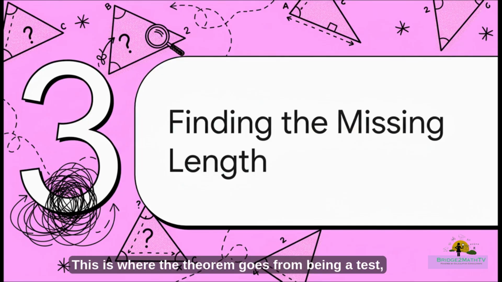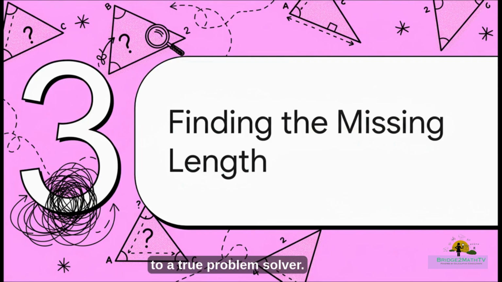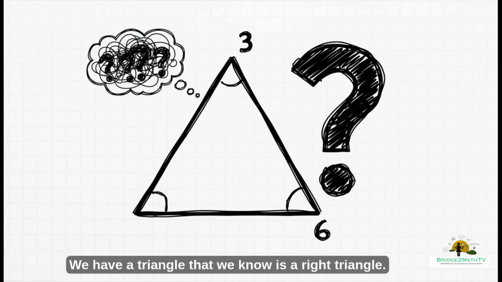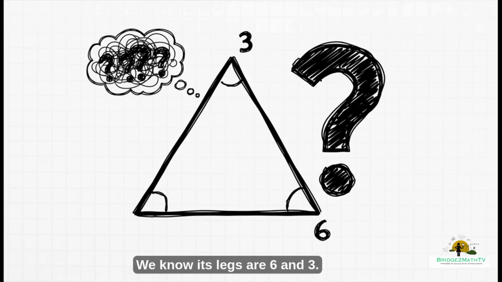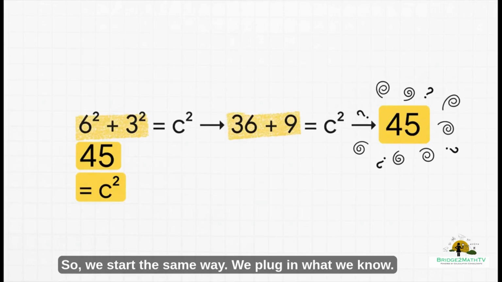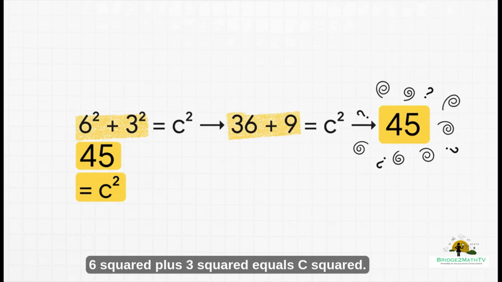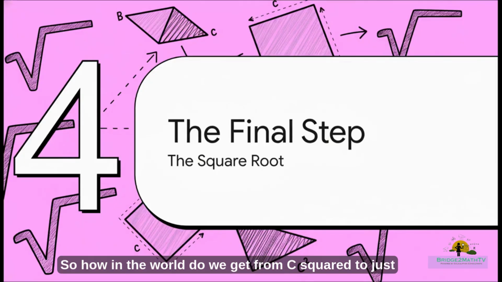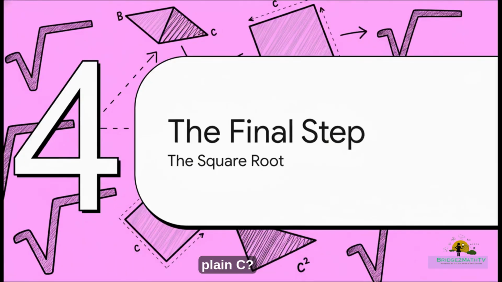This is where the theorem goes from being a test to a true problem solver. In the tutoring session, this is actually where the student, Dash, kind of hits a wall. We have a triangle that we know is a right triangle. We know its legs are 6 and 3, but we have no idea what the length of the hypotenuse, C, is. So we start the same way. We plug in what we know. 6 squared plus 3 squared equals C squared. That simplifies down to 36 plus 9 equals C squared, which means 45 equals C squared. And this is the moment of confusion. We're so close, but 45 isn't the answer.